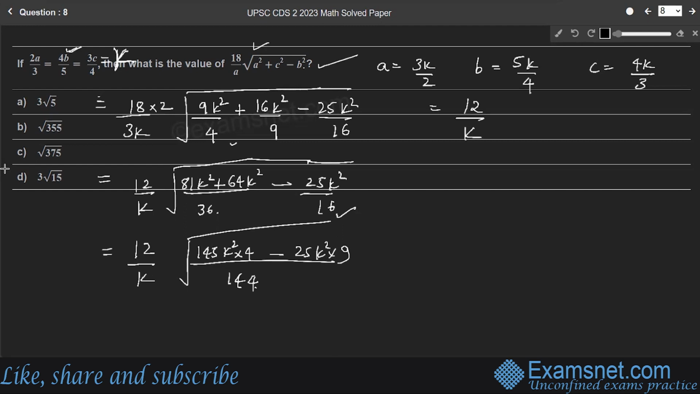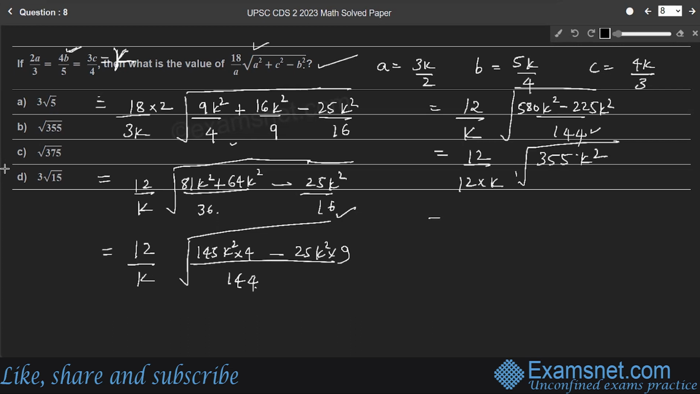Here, 12 by k into square root of, right? So 145 into 4, which is 580, right? So 580k square minus 225k square divided by 144. Since root of 144 is 12, we have 12 by 12 into k, right? Into root of 580 minus 225, which is 355k square, right?